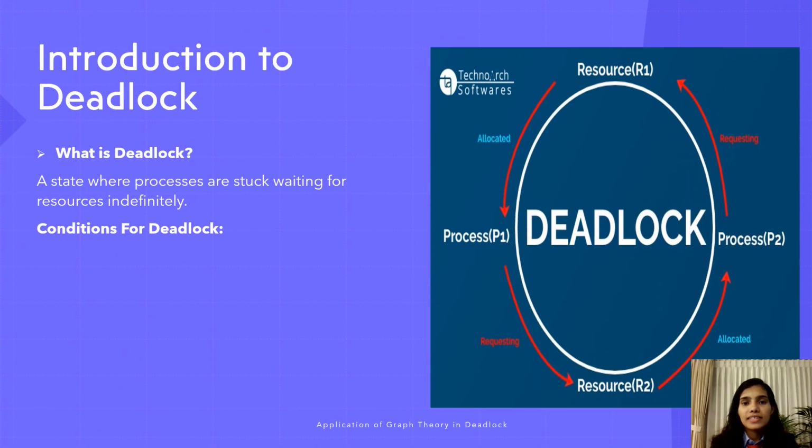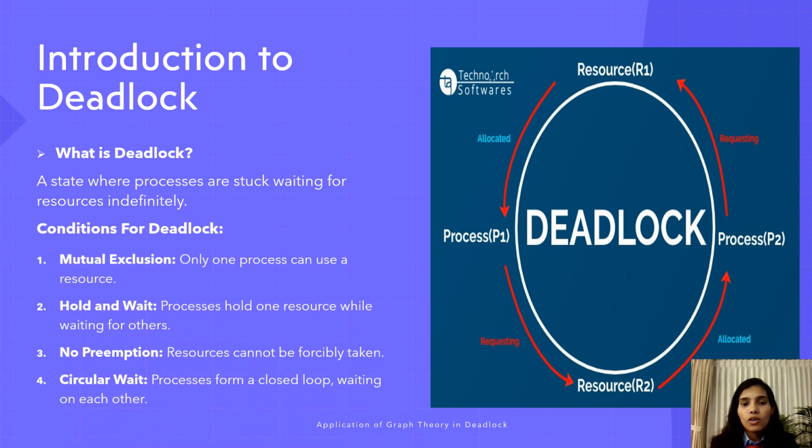So, let's start with understanding what a deadlock is. A deadlock occurs when a group of processes are waiting for resources indefinitely, preventing further progress. For a deadlock to occur, four conditions must hold simultaneously. Mutual exclusion: only one process can use a resource at any time. Hold and wait: a process is holding one resource while waiting for others. No preemption: a resource cannot be forcefully taken from a process. Circular wait: a circular chain exists where processes are waiting on each other in a loop. These conditions form the basis of deadlock scenarios, and understanding them is crucial for prevention and detection.